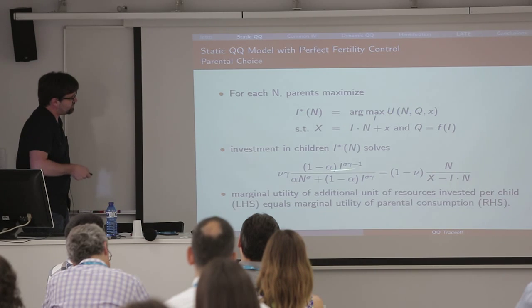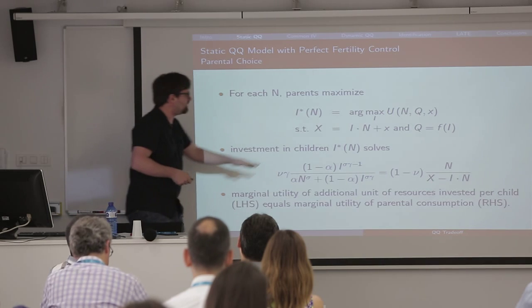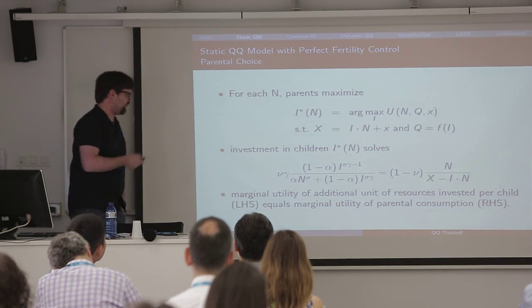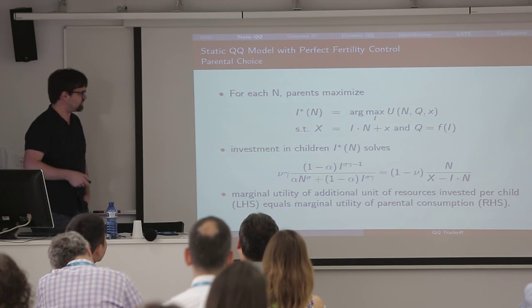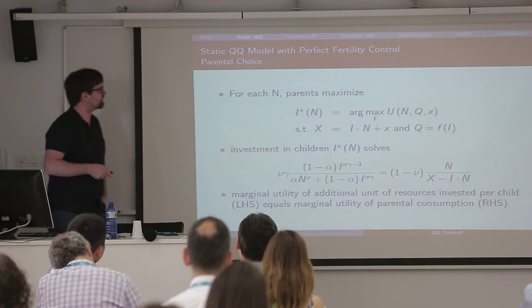But in any event, this is the optimal first order condition of this problem that says each additional unit of resources, you're going to spend it to equate the marginal utility of parental consumption to the marginal productivity in terms of enhanced quality for your kids.